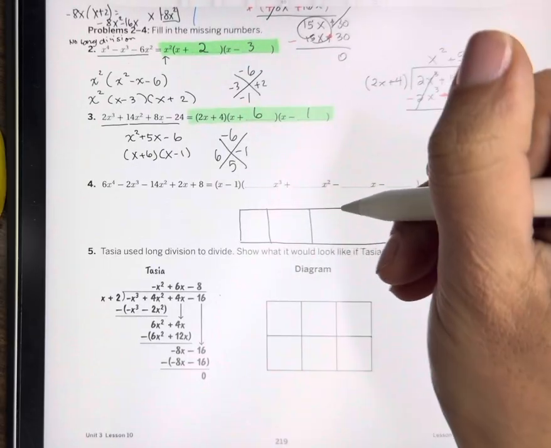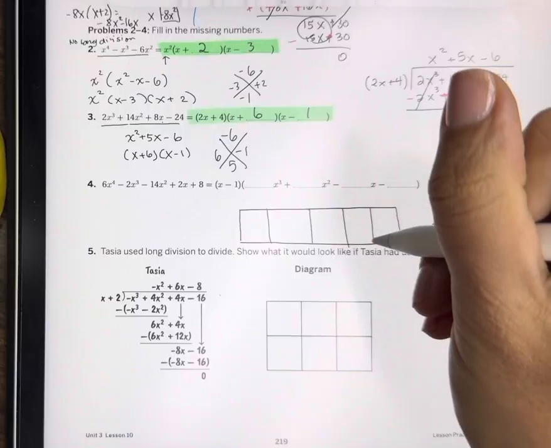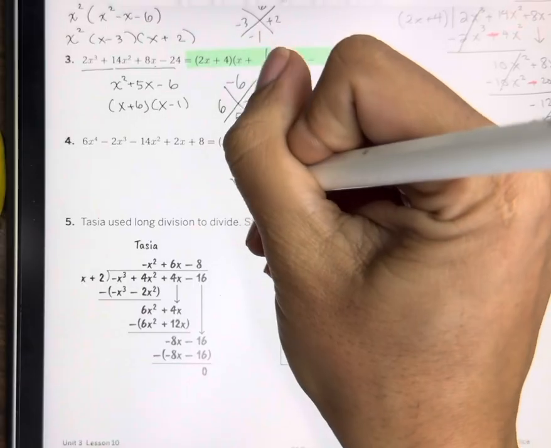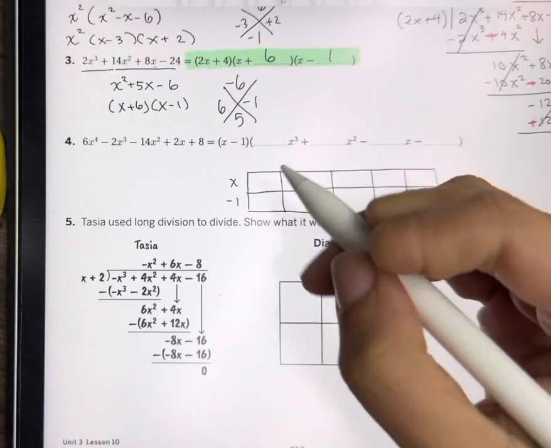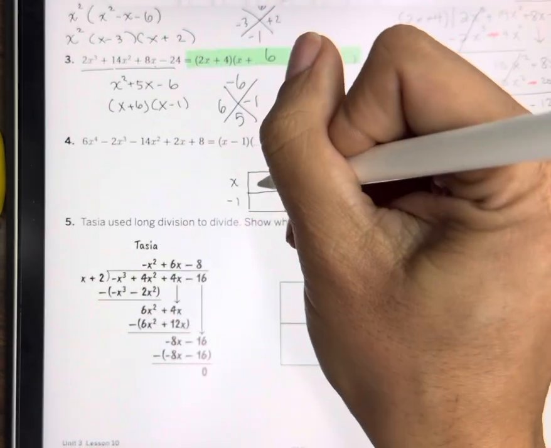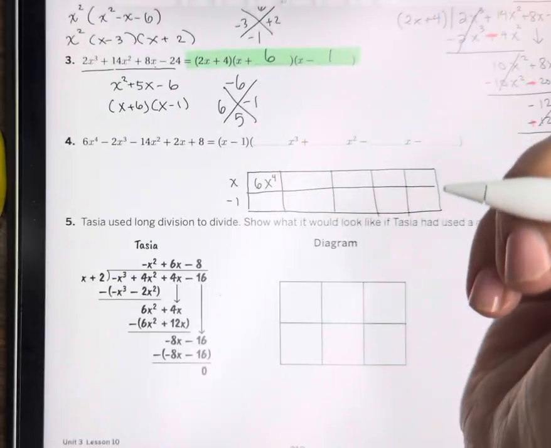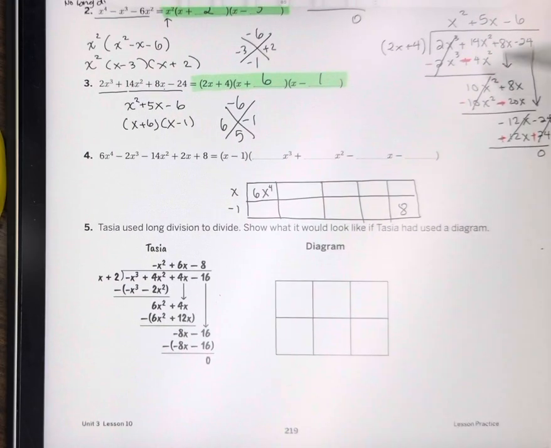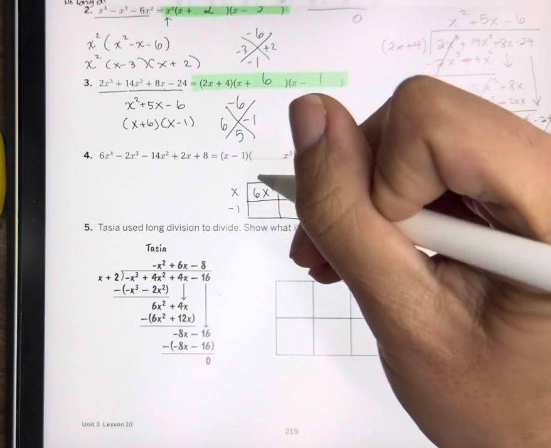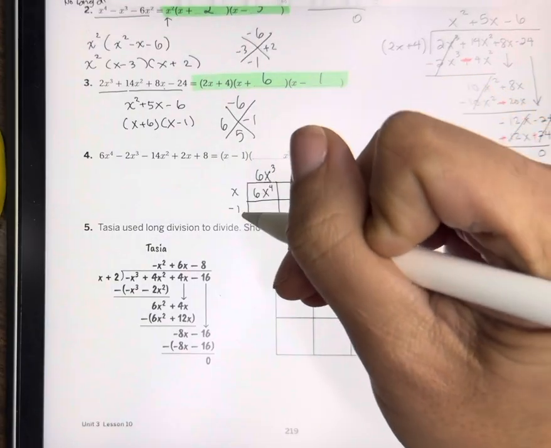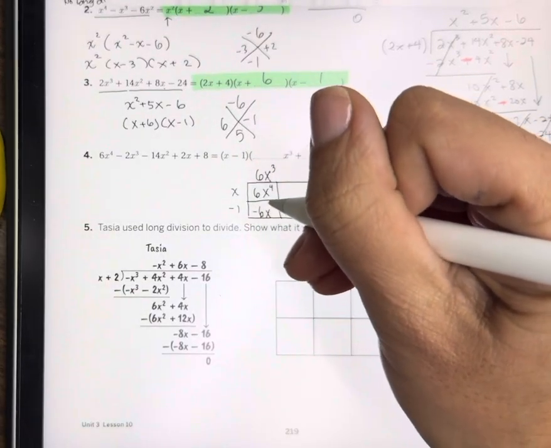So 1, 2, 3, 4. And now let's put the x and the negative 1 here. This is one thing we know is a factor, we put it there. And now I'll start with putting the first term in the first box, and then the last term in the last box. And let's just start solving the puzzle, okay? I find this so much more enjoyable than this long division. If that's an x, this is a 6x cubed right here to give me the 6x to the 4th. And then 6x cubed times negative 1 is negative 6x cubed.